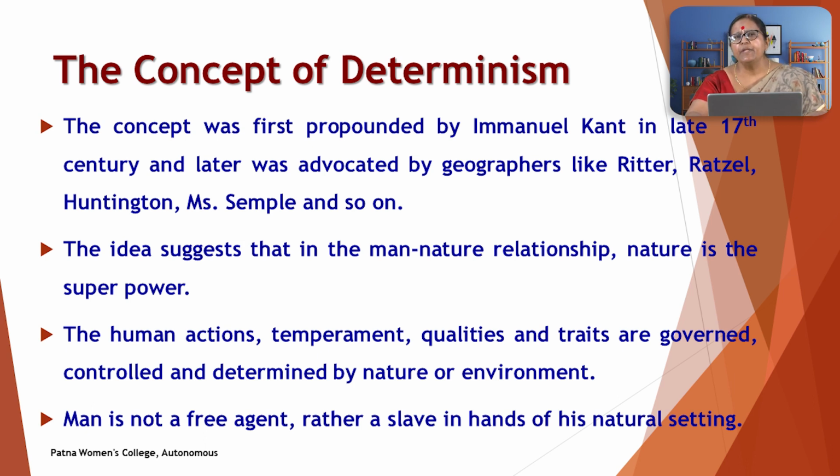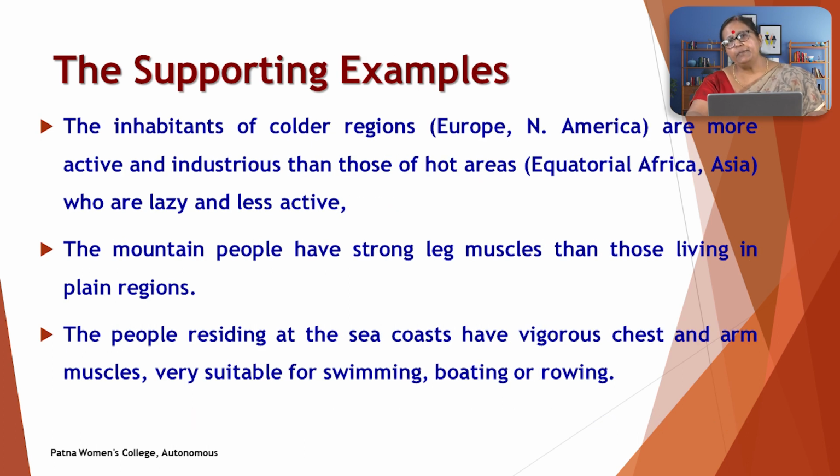And the supporters of determinism have given ample examples. It is common to see that climate has a bearing on our actions, activities, nature or temperament. For example, the people who reside in colder areas are considered to be more active, more industrious than those who live in hot areas like the Equatorial Belt, tropical Africa. They seem to be a little lazy. They seem to be a little inactive.